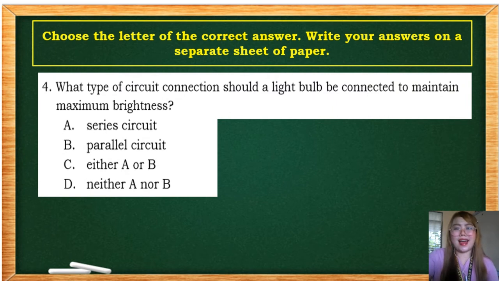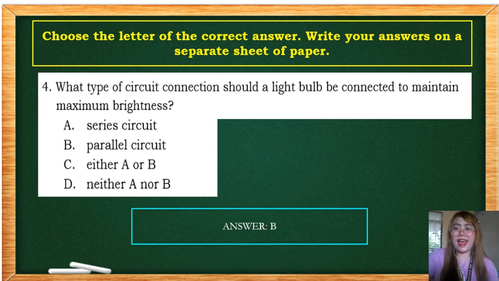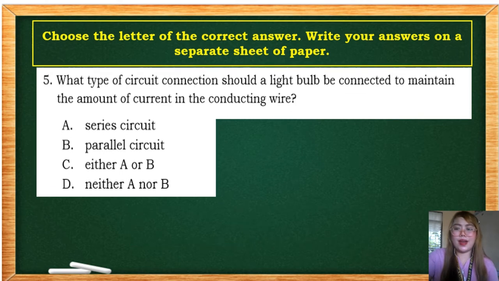4. What type of circuit connection should a light bulb be connected to maintain maximum brightness? A. Series circuit. B. Parallel circuit. C. Either A or B. D. Neither A nor B. Answer letter B. Number 5. What type of circuit connection should a light bulb be connected to maintain the amount of current in the conducting wire? A. Series circuit. B. Parallel circuit. C. Either A or B. D. Neither A nor B. Answer letter A.